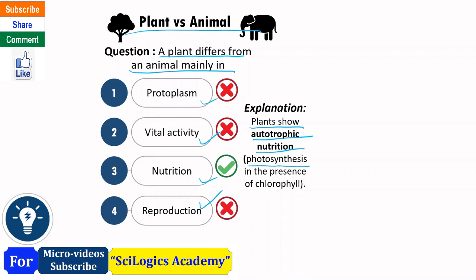In plants, leaves possess chlorophyll, and due to the presence of chlorophyll they are capable of making their own food, while animals take food from plants or from other animals. Animals can't synthesize their own food because they don't have chlorophyll.